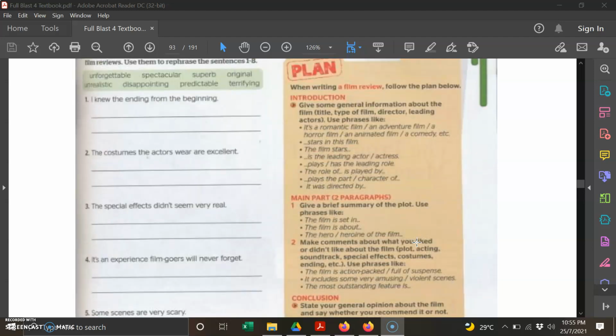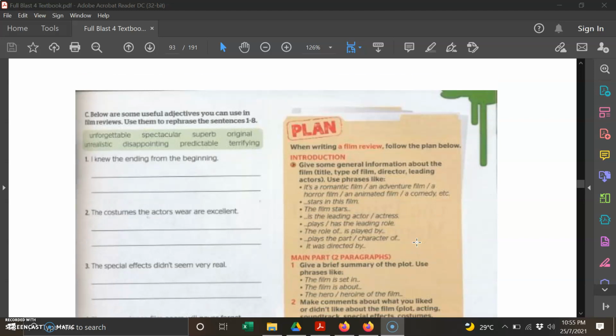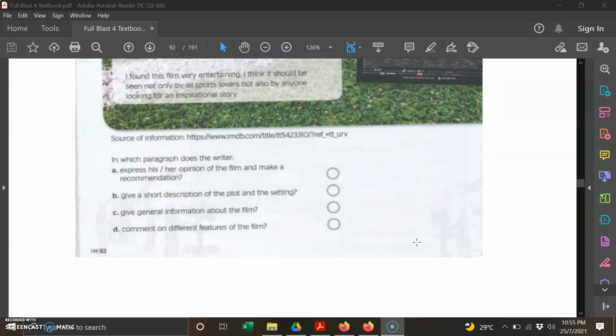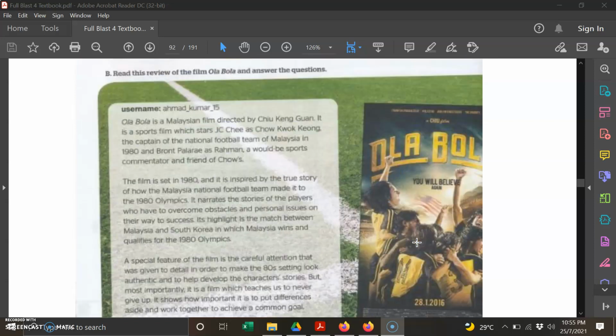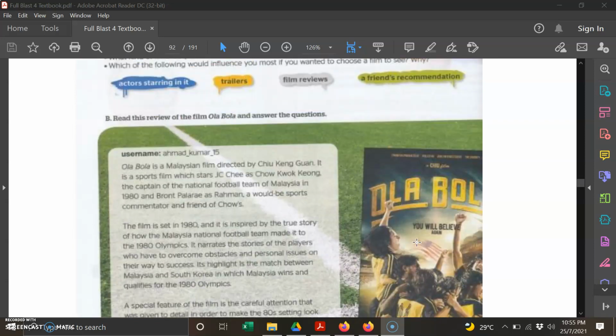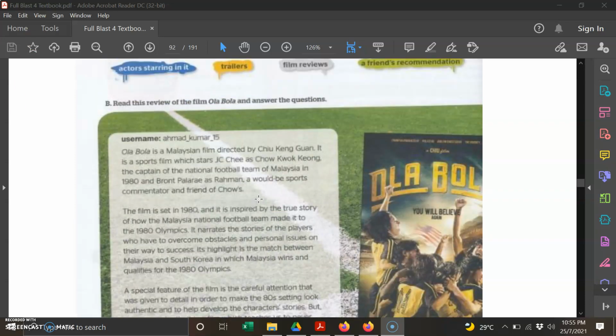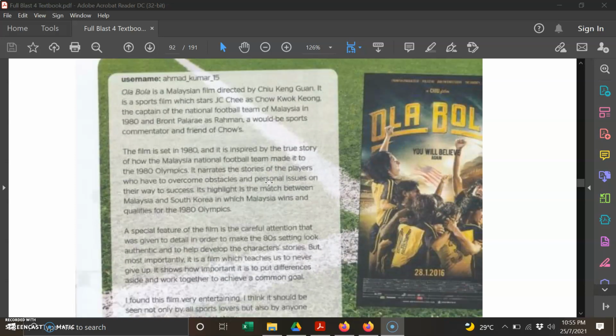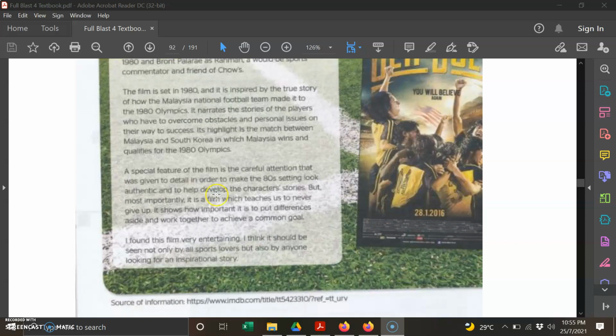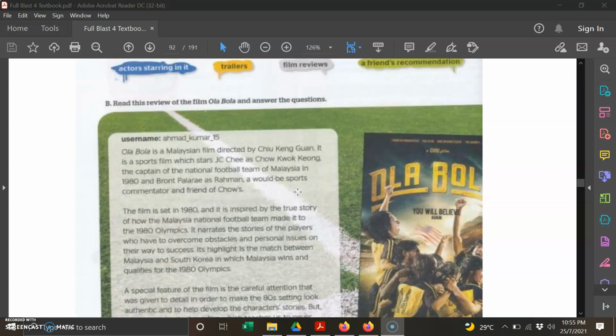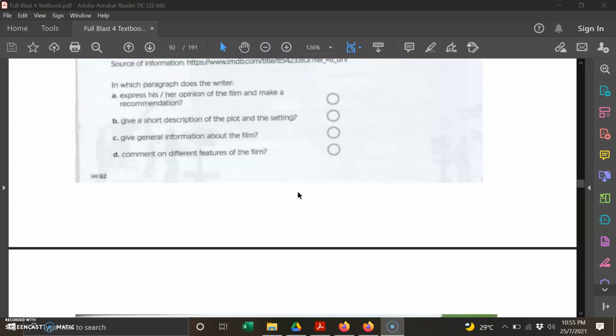Okay, so to help you writing this film review, you may refer to the sample film review Ola Bola. So please write exactly like this, but don't copy exactly like this. Okay, you find a movie and then you write, okay, movie review by following the guidelines. Okay, there are many samples online or in a reference book or workbook. Okay, you may find sample film review and write for me.